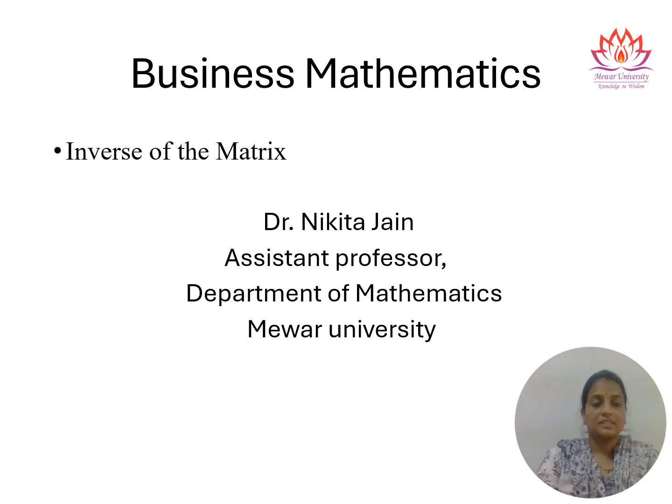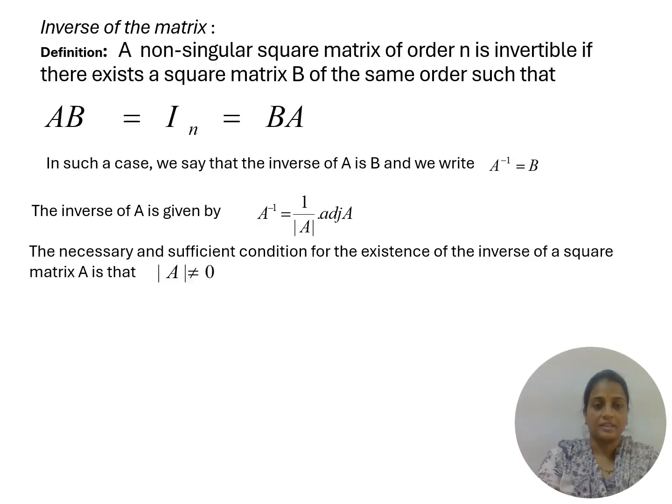In this video, we discuss the topic inverse of matrix. A non-singular square matrix A of order n is invertible if there exists a square matrix B of the same order such that AB is equal to I_n is equal to BA. In such a case, we say that the inverse of A is B and we write A inverse is equal to B. Here non-singular means determinant of any matrix is not equal to 0 is known as non-singular matrix.